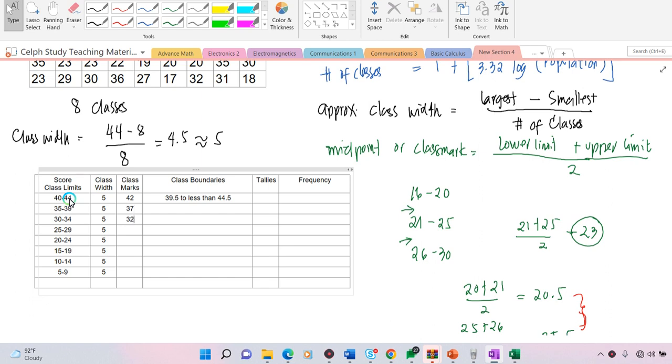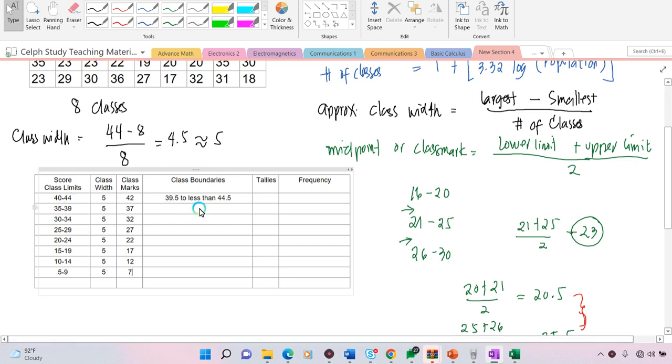So you can just subtract the 5. So that is 27. This is 22. This is 17. This is 12. And this is 7. Okay, so what is the class boundary?